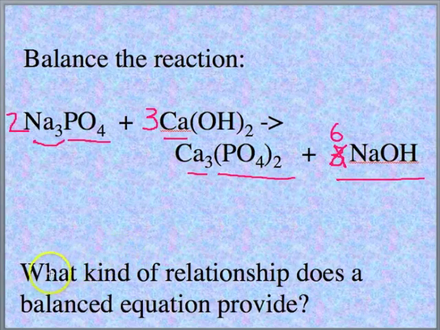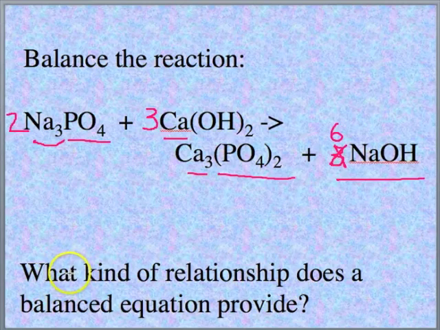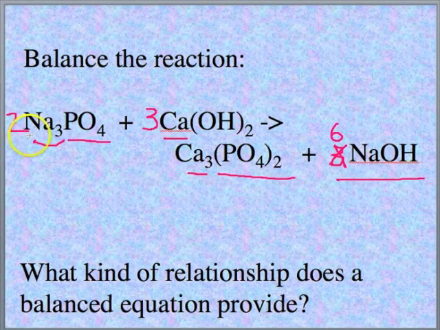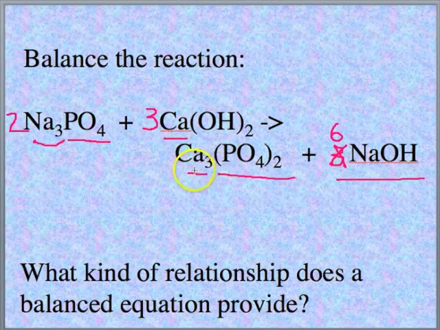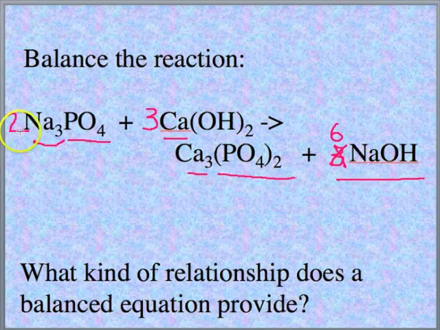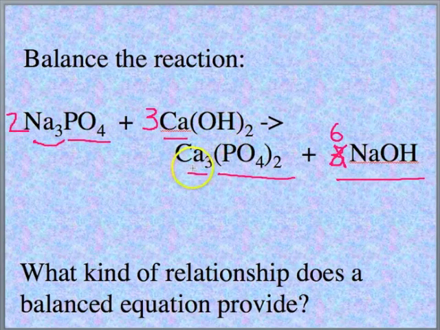Now, another question, what kind of relationship does a balanced equation provide? We can say that this balanced equation represents 2 formula units of sodium phosphate reacting with 3 formula units of calcium hydroxide to form 1 formula unit of calcium phosphate and 6 of sodium hydroxide. We can also say that 2 moles of sodium phosphate will react with 3 moles of calcium hydroxide to form 1 mole of calcium phosphate and 6 moles of sodium hydroxide.